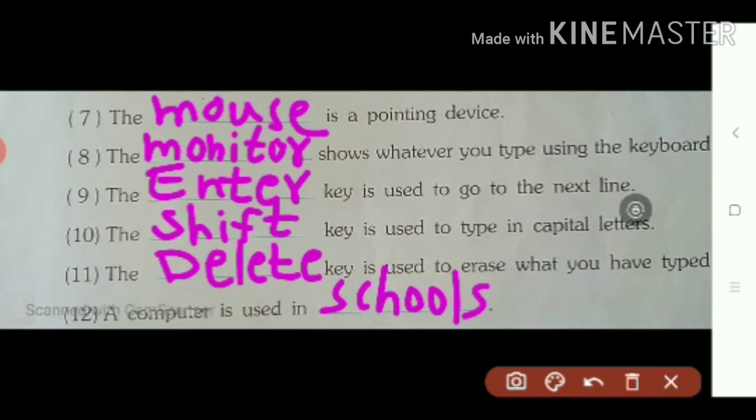So see, seventh one, the mouse is a pointing device. 8th, the monitor shows whatever you type using the keyboard. 9th, the enter key is used to go to the next line. 10th, the shift key is used to type in capital letters. 11th, the delete key is used to erase what you have typed. 12th, a computer is used in schools. So you take the screenshot.